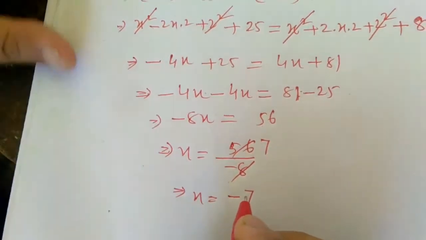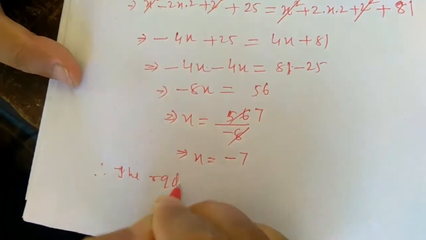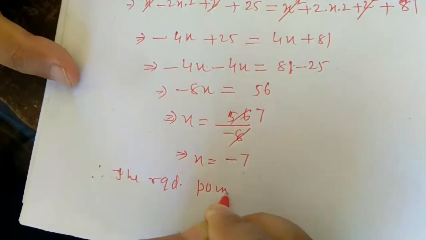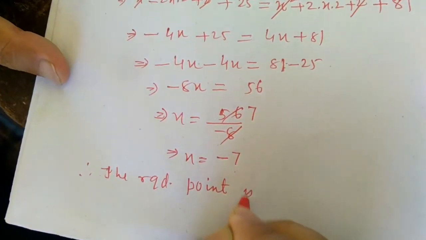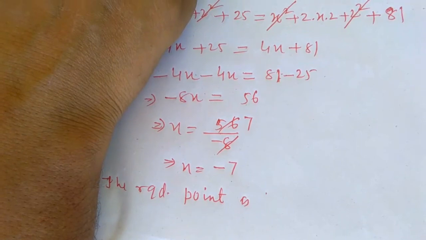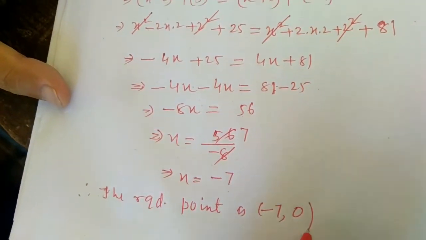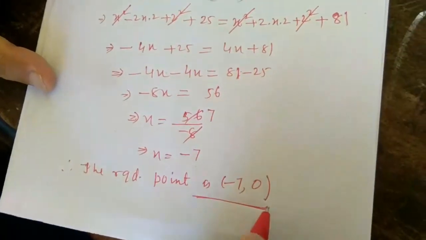Okay, so to find the point, therefore the required point is: value of x is minus 7, so you put here minus 7. Okay, so minus 7 comma value of y is 0. Okay, so this is the point. All right.